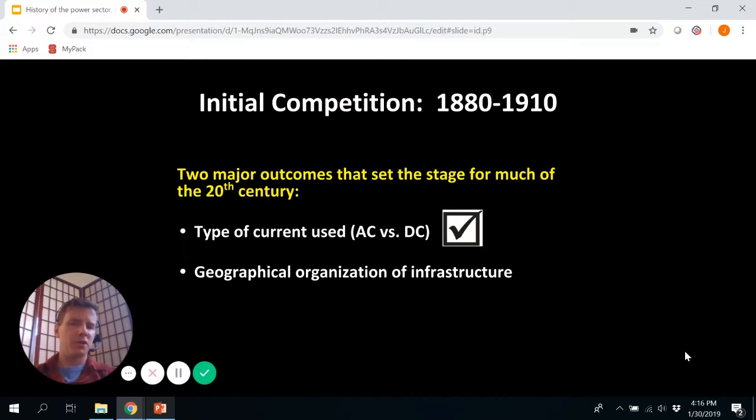So that was one major outcome that helped set the stage for much of the 20th century, the type of current used. Because of its lower cost and its ability to take advantage of economies of scale, which was made possible by the knowledge of how to increase and decrease the voltage of electricity in AC power systems, AC systems were selected. Now, the second major outcome was the geographical organization of power system infrastructure. Let's talk about that next.